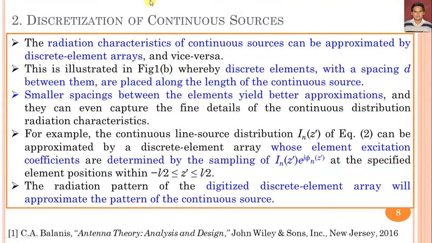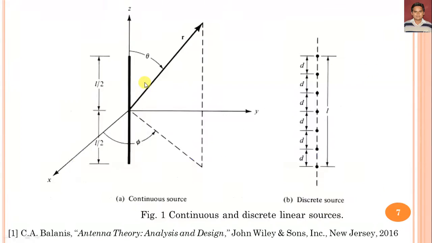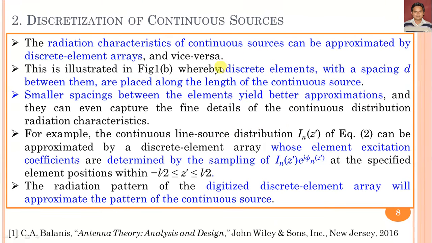Discretization of the continuous sources is the second approach that can be used for the analysis of array synthesis, and the radiation characteristics of the continuous sources can be approximated by a discrete element array and vice versa, as shown in figure B. Here you can see we are taking a number of elements at discrete distance d, and the total length of the array is considered L. So, with the discrete elements, the spacing d between them are placed along the length of the continuous sources.